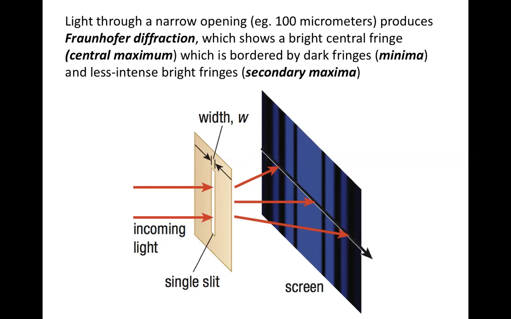And light through a narrow opening like 100 micrometers, or they're also known as microns. So that's that Greek symbol mu with m. So 100 microns produces a Fraunhofer diffraction, which shows a central bright fringe, which is called a central maximum, and it's bordered by dark fringes, minima, and less intense, brighter fringes, the secondary maxima.